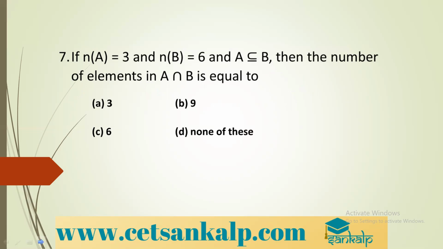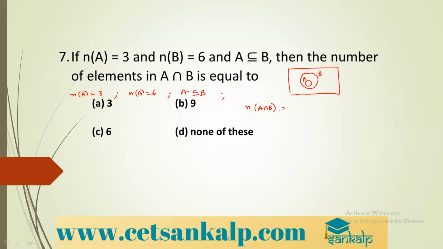Next, we can go to question number 7. Number of elements in set A is 3. Number of elements in set B is 6. And again, A is a subset of B. So again, if I draw the Venn diagram, universal set, and I take set B, set A inside set B, because A is a subset of B. Now you have to find the number of elements in the set A intersection B.